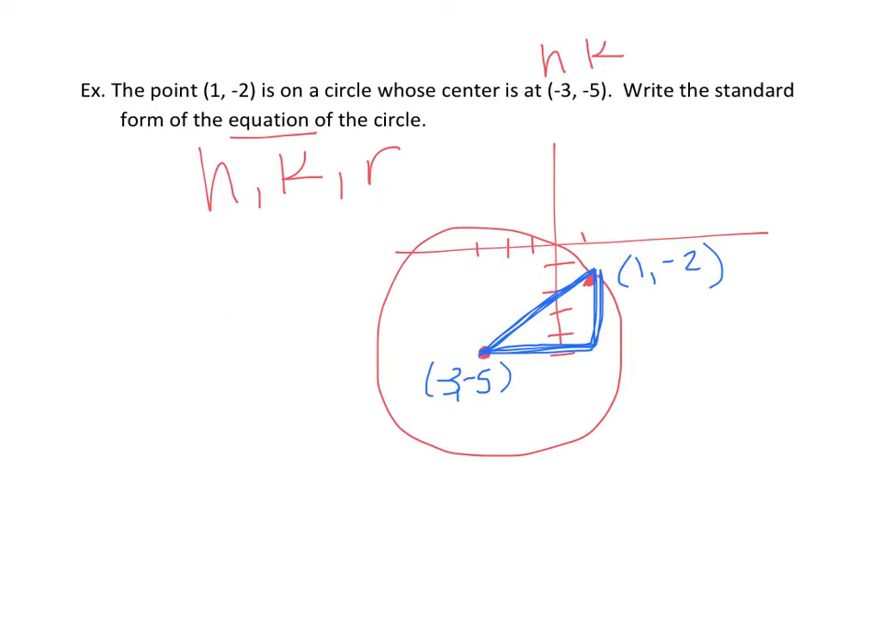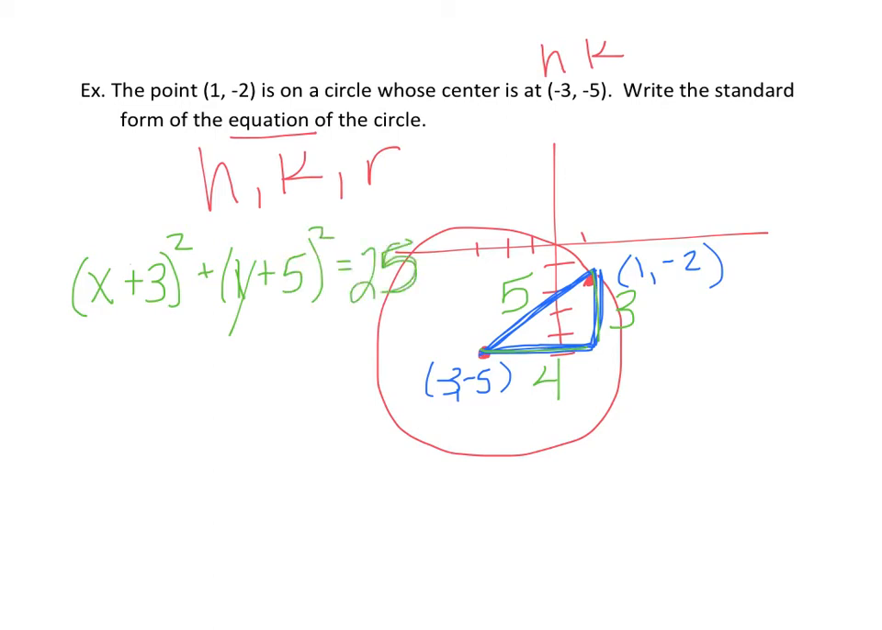Then I've got a distance of, from -3 to 1, that's a distance of 4. From -2 to -5, it's a distance of 3. So I know that my hypotenuse has to be 5, which is my radius. So plugging into standard form, it would be h plus, not h, it would be (x + 3) squared plus (y + 5) squared equals my radius squared, which would be 25.